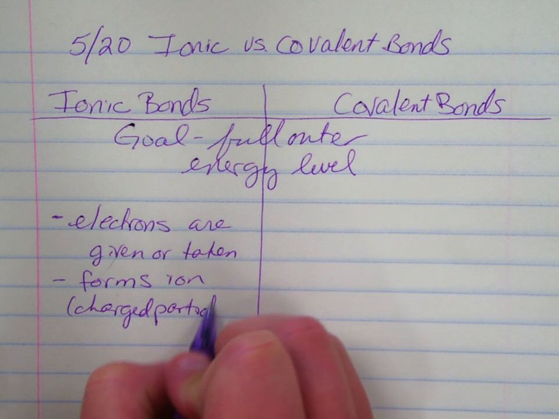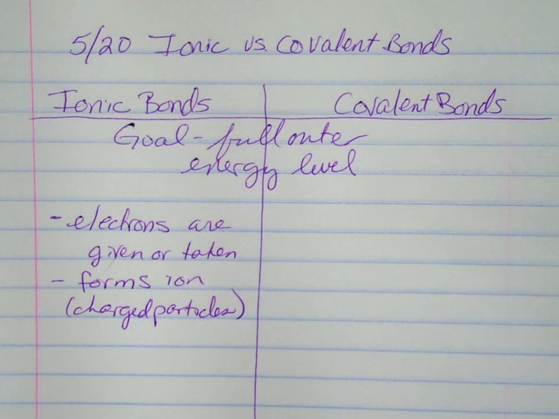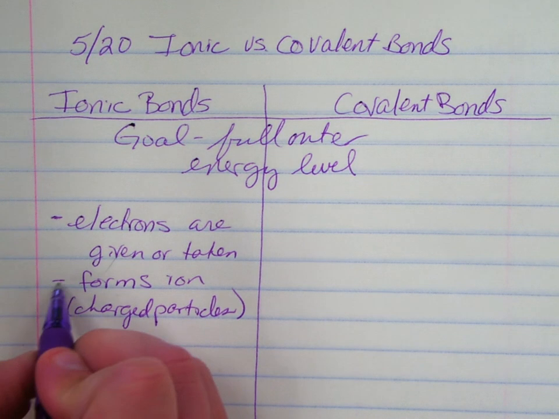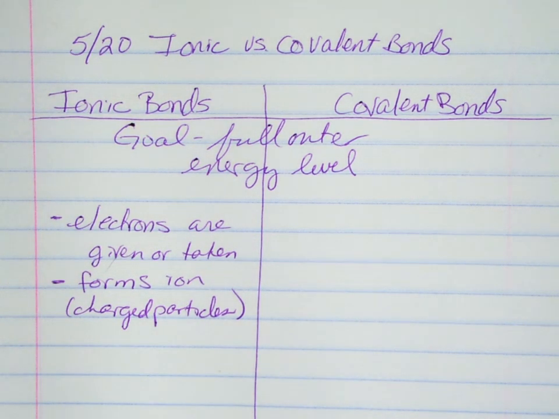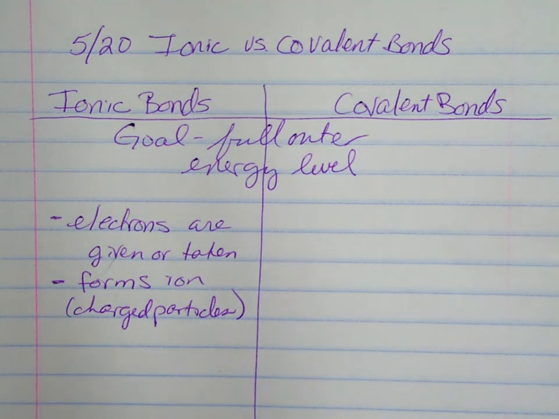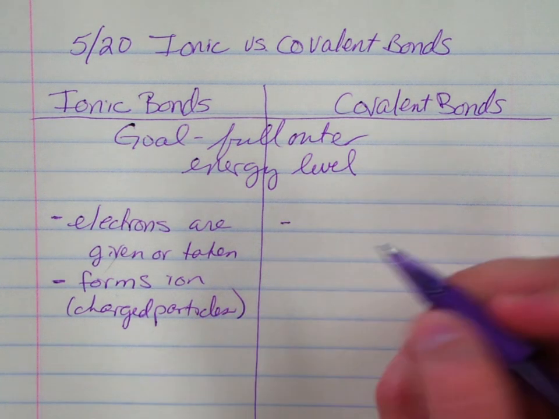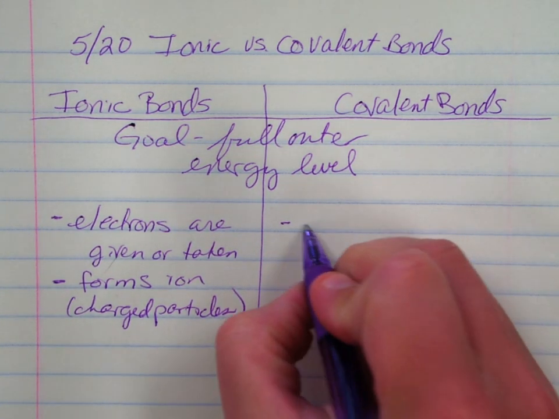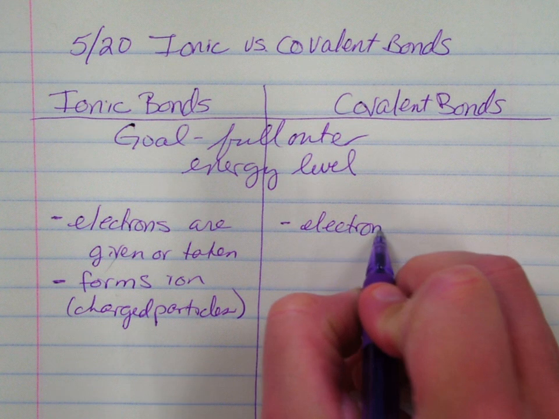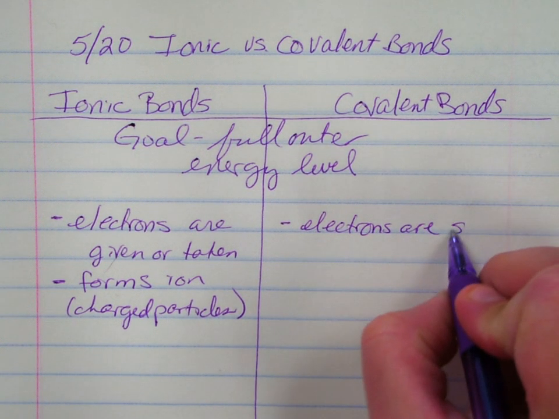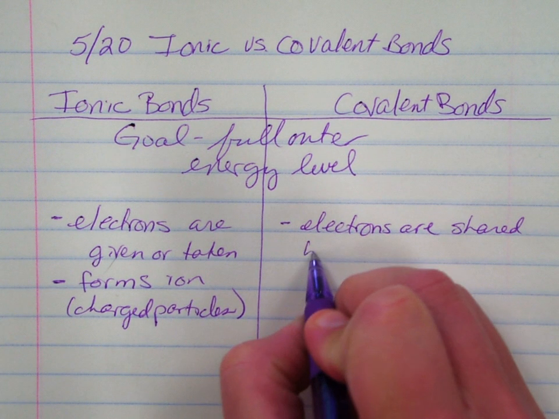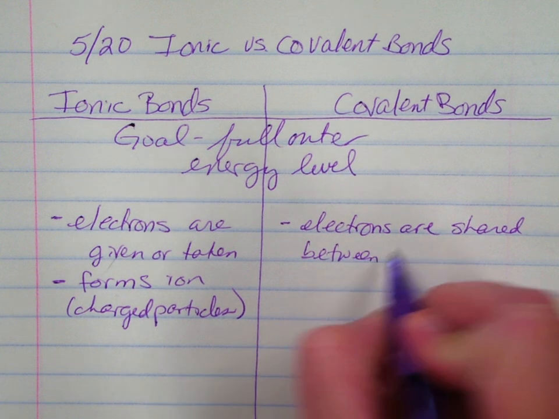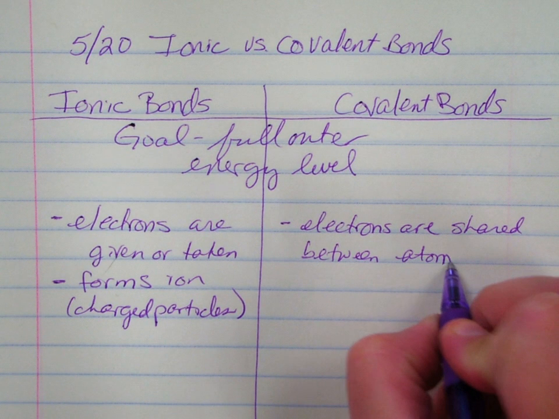For example, oxygen with 6 valence electrons wants 2 more. It wants to gain 2 electrons to form a -2 charge. With covalent bonds, the electrons aren't given or taken, but the electrons are shared. Shared between the atoms. There's no ions.